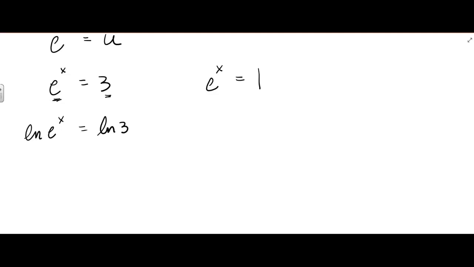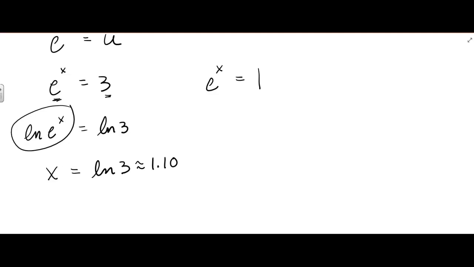So on the left, it's that property 3. That's going to equal x. And so x equals the natural log of 3. Now I can get a decimal approximation on my calculator. They didn't ask for one, but I like to just show it. So I get 1 point, it rounds off to 1.10.